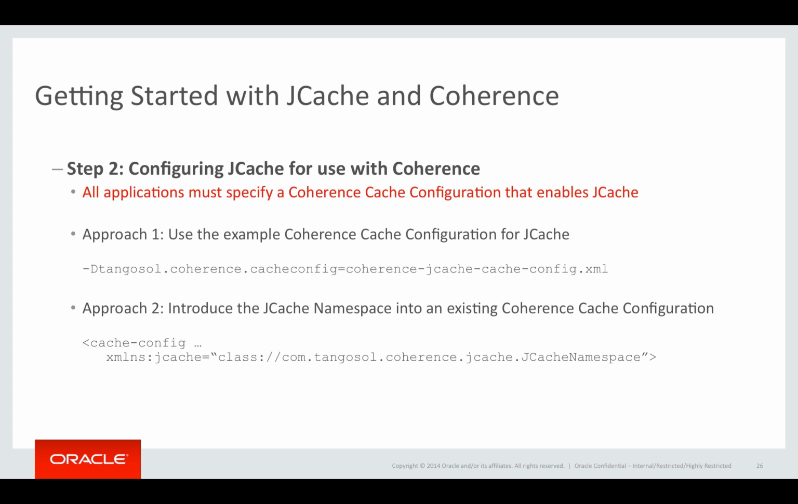The second approach, which applies to customers who are already using Coherence, is quite easy to enable JCache support with. Again, you have to have the right artifacts in your class path, but all you need to do is add this XML namespace to your cache configuration, and that will automatically configure the required JCache cache infrastructure.